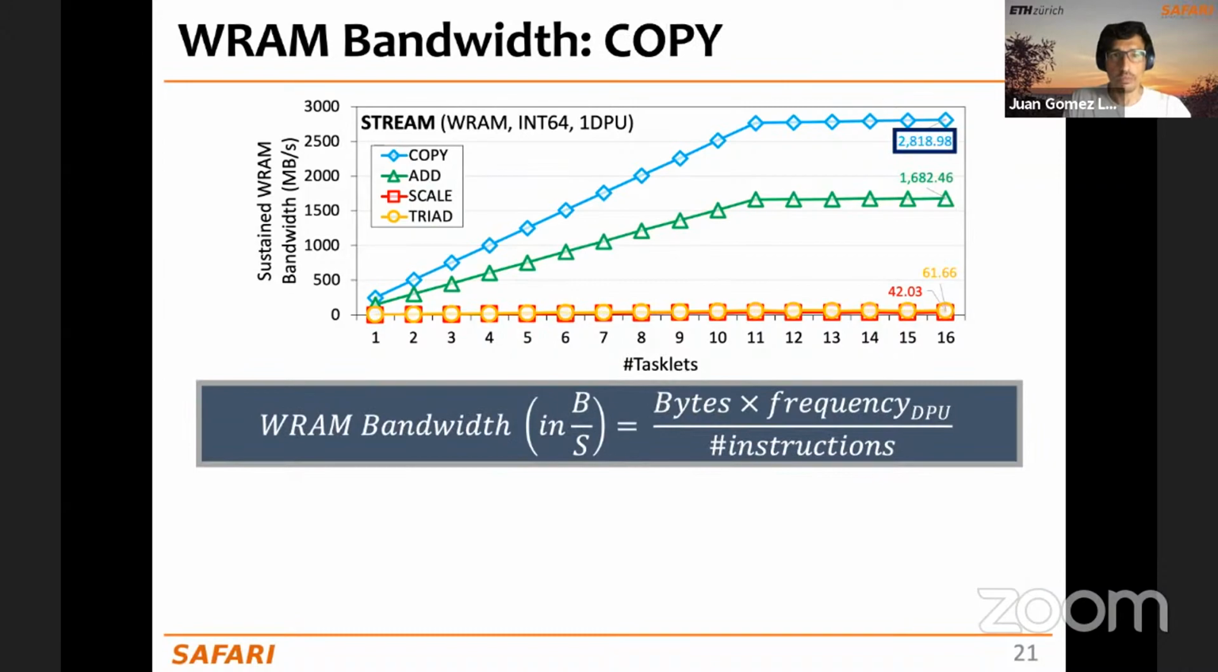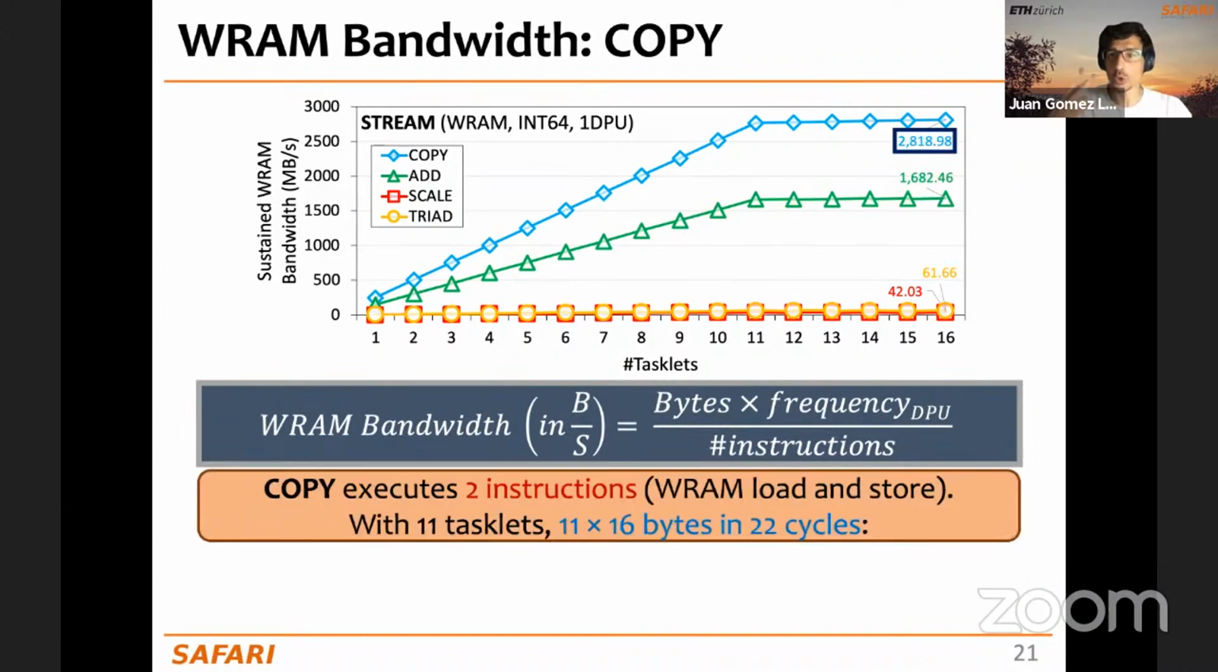So for example, for copy, we execute 2 instructions. We only need one WRAM load and one WRAM store. If you really want to see the actual compiled code, you can use Compiler Explorer. You can just grab the code from a repository, go to Compiler Explorer, and confirm that only 2 instructions are used in each of the iterations of the for loop of the copy stream benchmark.